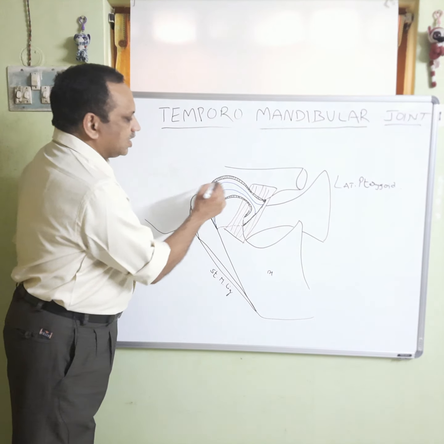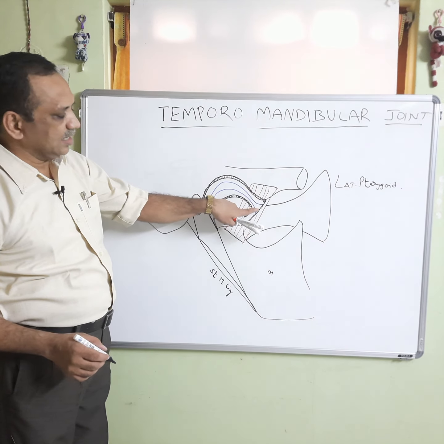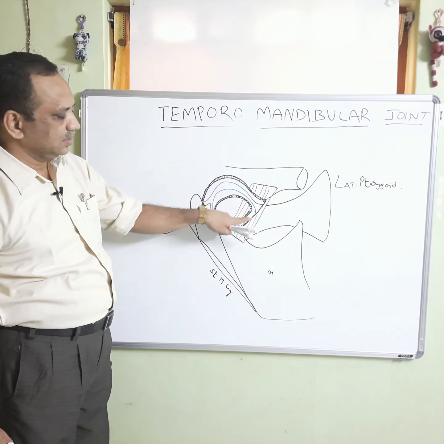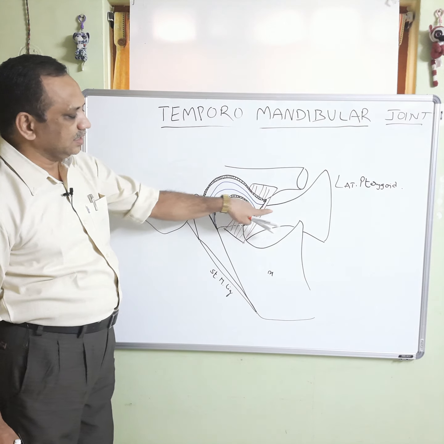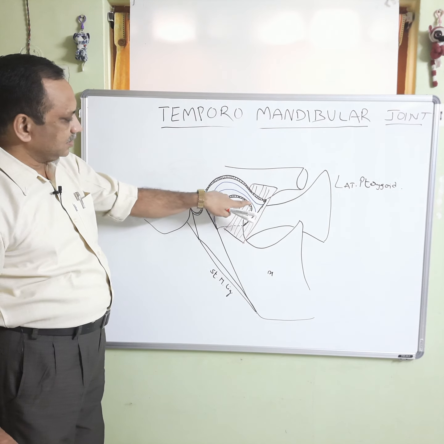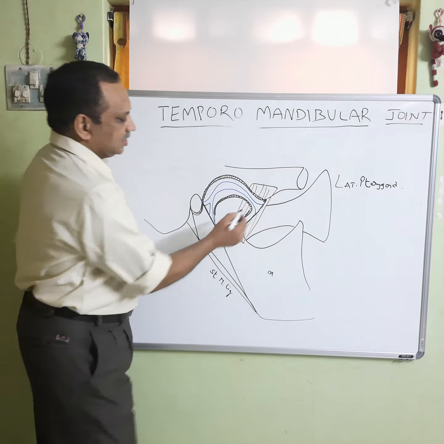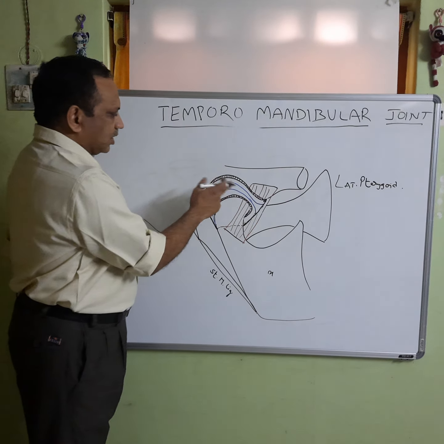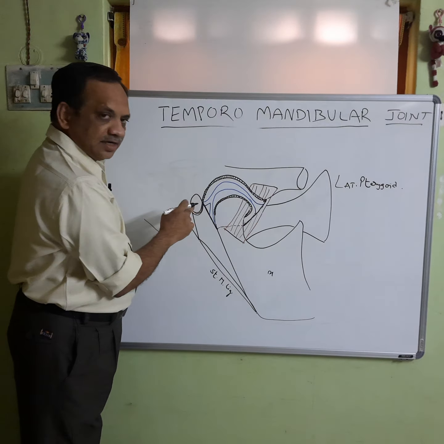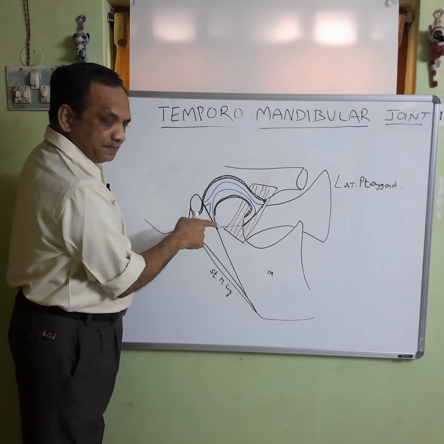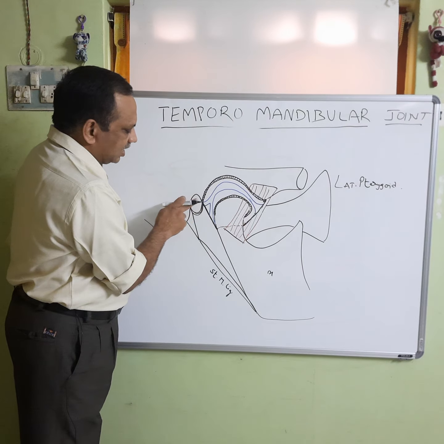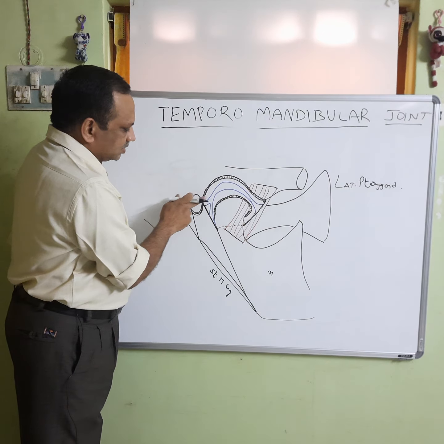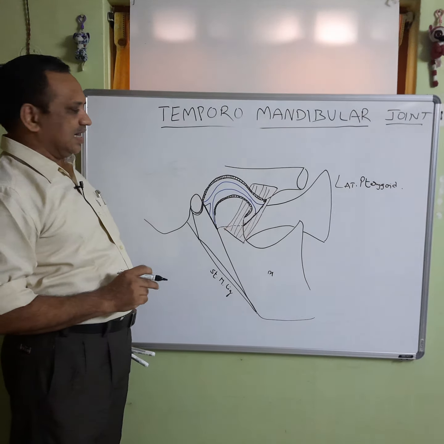Now the articular disc, if you see, anteriorly is attached to the capsule of the joint, and it is continuous with the lateral pterygoid muscle, and the upper surface is concavo-convex and the lower surface is purely convex here. Coming to the posterior end, the articular disc divides into two lamina. The upper lamina is attached to the squamotympanic fissure, and the lower lamina is attached to the neck of the mandible.